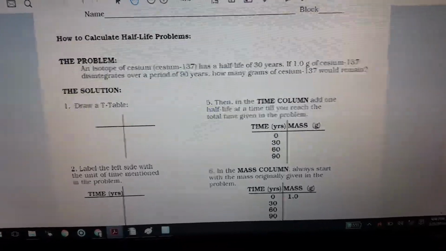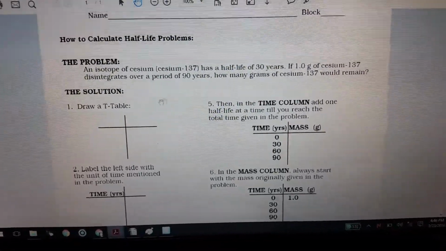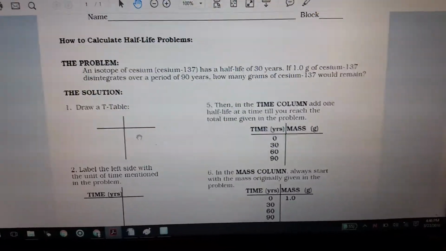Alright, Quest Kids, here's how you do Half-Life problems. Just follow the instructions on the screen. So the very first thing you do is you draw a T-table.